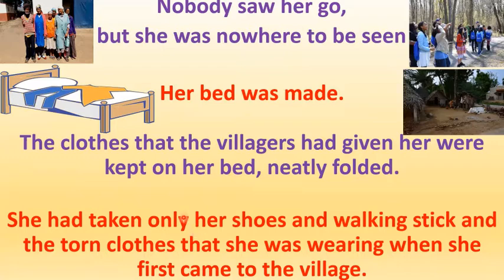What she took, Nana? She had taken only her shoes, walking stick, and torn clothes, whatever she wore before when she came to the village. That only she has taken. Remaining, whatever they had provided, she kept there only. She did not take anything. And she went somewhere.